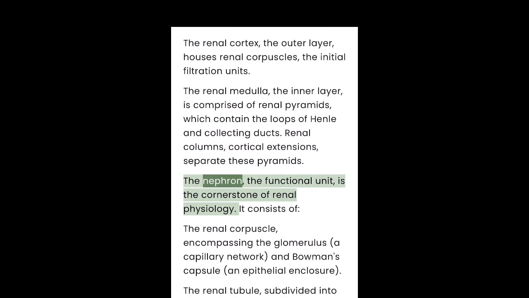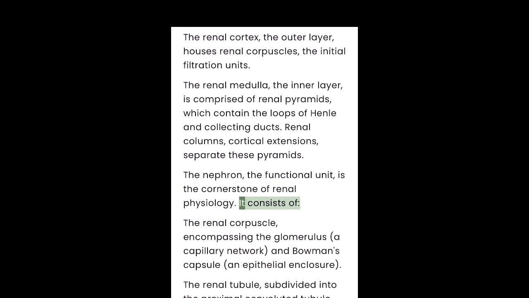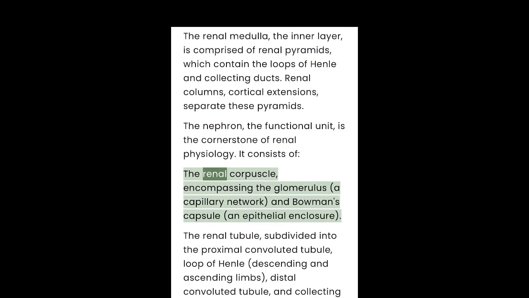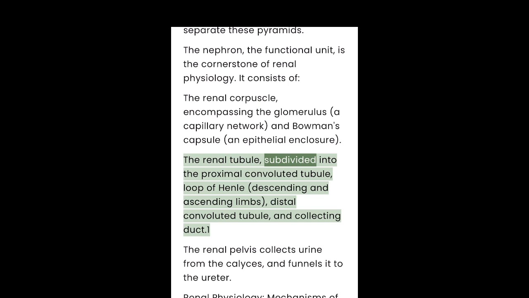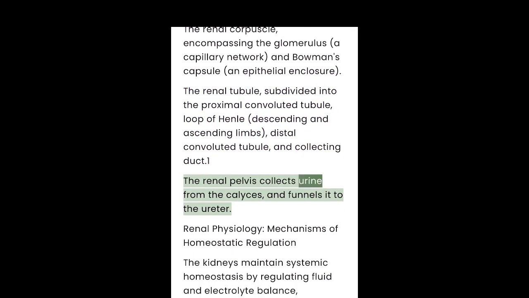The nephron, the functional unit, is a cornerstone of renal physiology. It consists of the renal corpuscle, encompassing the glomerulus and Bowman's capsule. The renal tubule is subdivided into the proximal convoluted tubule, loop of Henle, distal convoluted tubule, and collecting duct. The renal pelvis collects urine from the calyces and funnels it to the ureter.